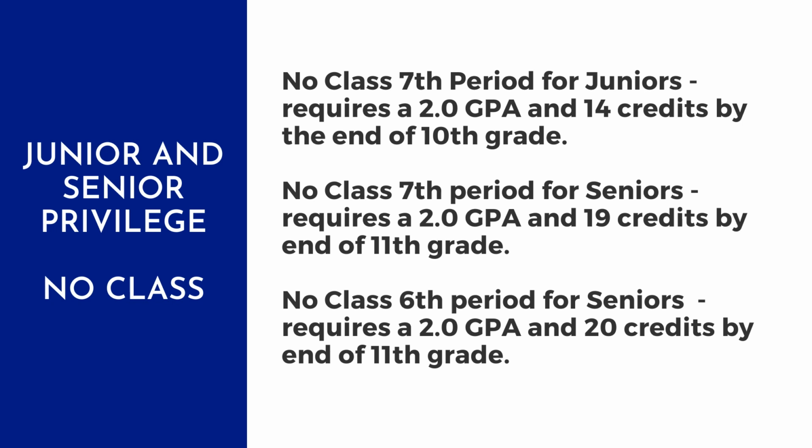If you are a junior or senior, you may be eligible to choose a no class in your schedule. Juniors with a 2.0 GPA and 14 credits by the end of 10th grade are eligible to have a no 7th period. Seniors with a 2.0 GPA and 19 credits by the end of 11th grade can choose to have their 7th off. With a 2.0 GPA and 20 credits, a senior can have both their 6th and 7th off.